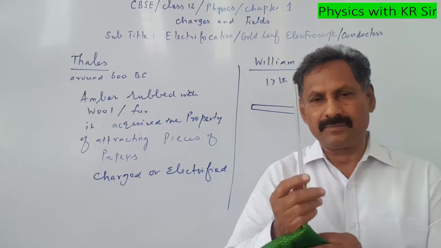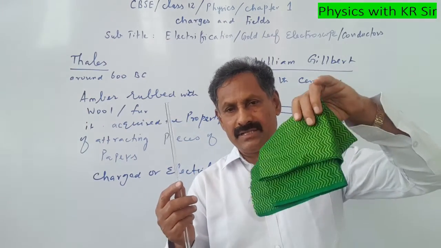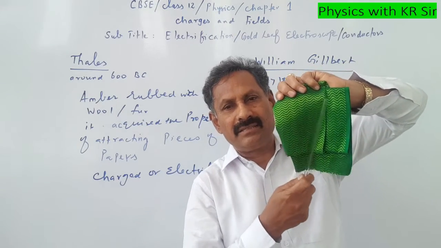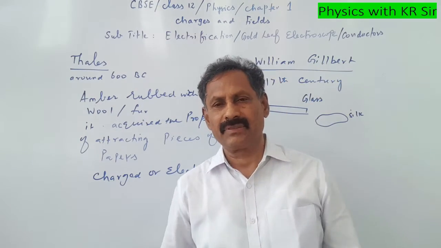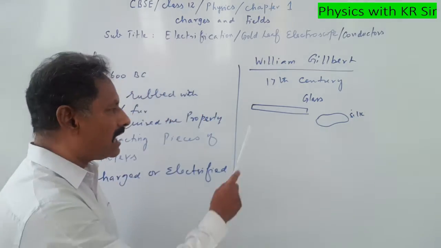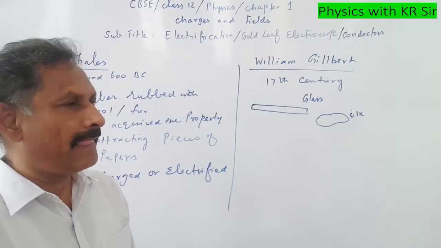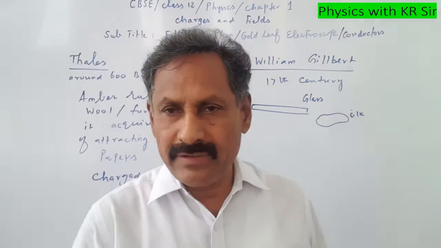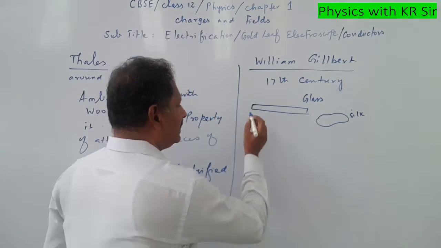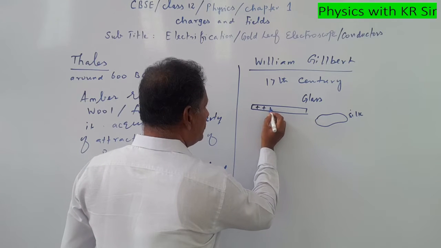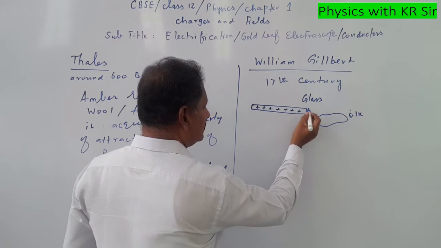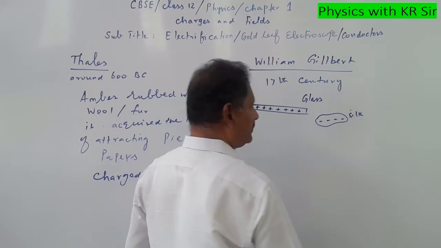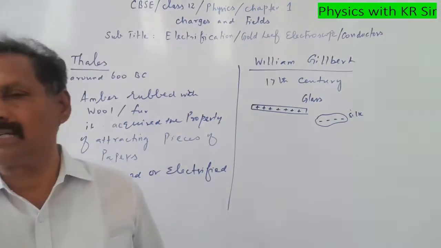Glass rod is taken, silk cloth is taken. So when the glass rod is rubbed with silk cloth, it also acquires the property of attracting the papers. But there is one universal convention that when glass is rubbed with silk cloth, it acquires positive charge, silk cloth acquires negative charge. So this is the universal convention.